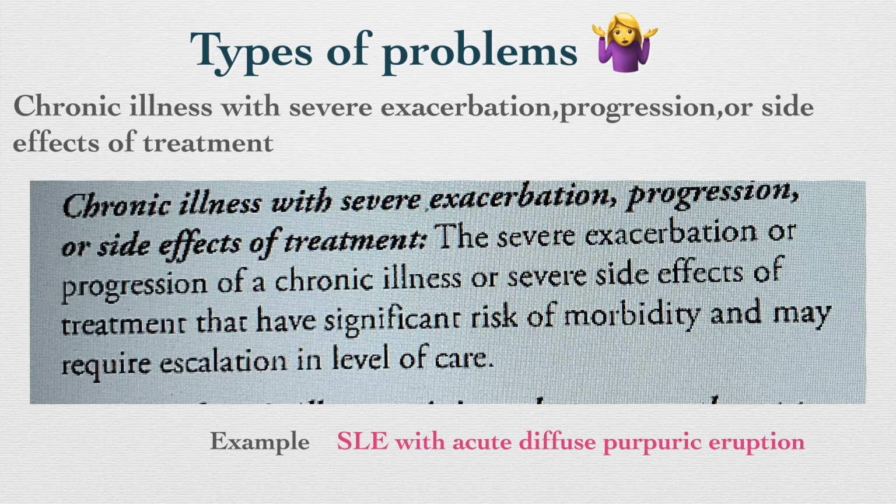Chronic illness with severe exacerbation, progression or side effects of treatment. The chronic illness is exacerbated severely. That means an increase in the signs and symptoms or intensity, or there are side effects of treatment and that side effect of treatment has a significant risk of morbidity and may require escalation or elevation in the level of care. Example, SLE with acute diffuse purpuric eruption.